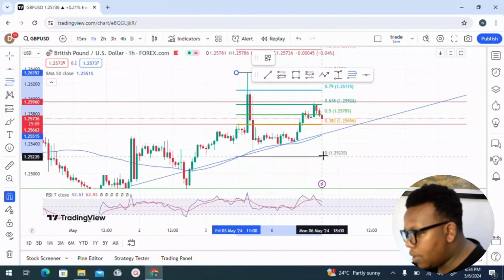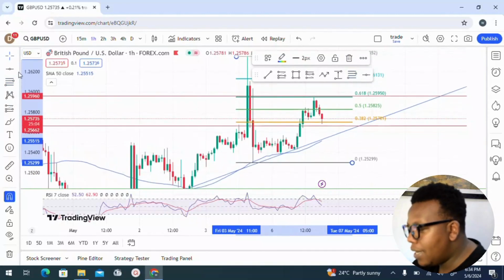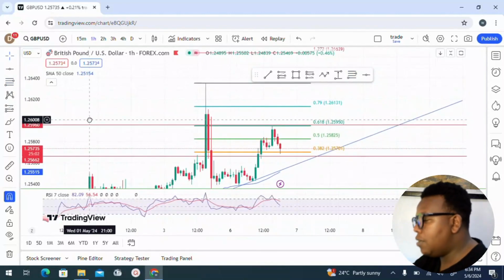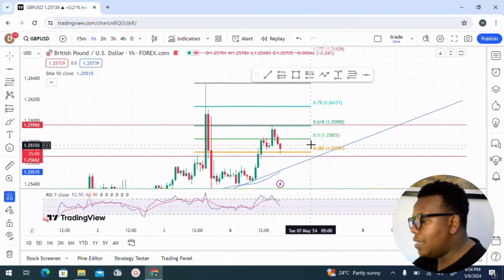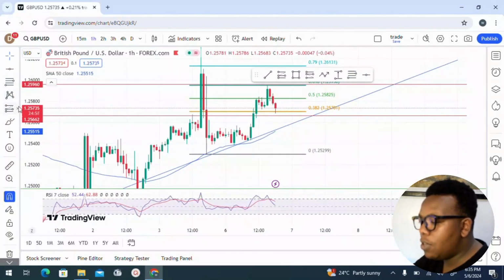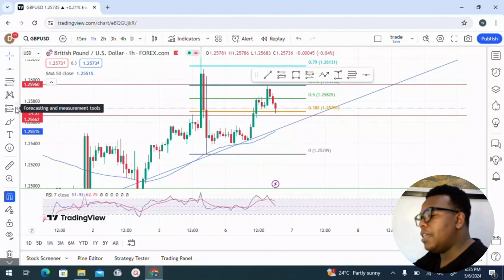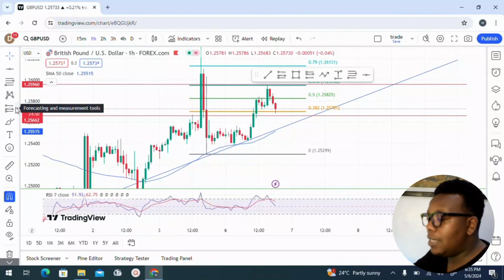So for this case, you can see if you pull the Fibonacci until this point, the market just touched the 0.618, and then the market is unfolding downwards. So if we were to trade this market, we'll be looking for selling opportunities, since one of the confluences is that the market has already touched the trend line more than 3 times.